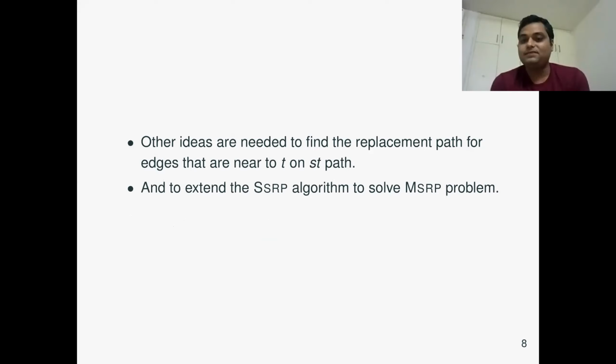I didn't go much into it, but more ideas are needed to find the replacement path for edges which are near to T, because currently we are only talking about edges which are at least square root n log n away from T. So what about edges which are near to T? We have some other algorithm for that, which is in the longer talk. And if you want to see how we extend our result from SSRP to the MSRP problem, then you have to read the paper. So that's it from me.